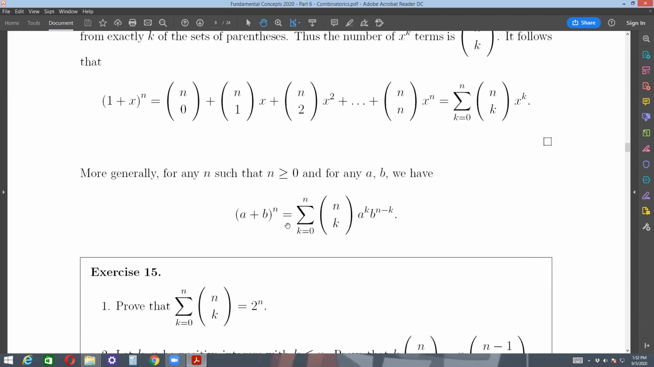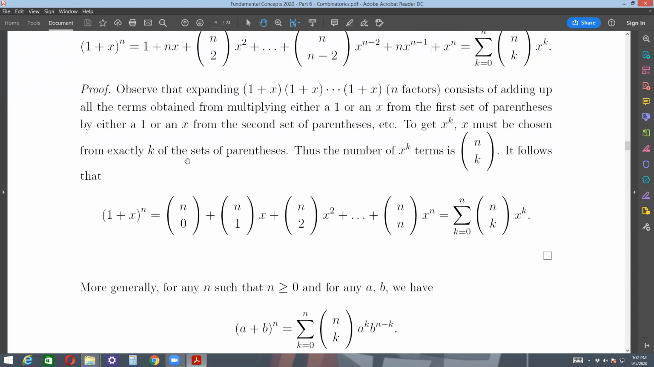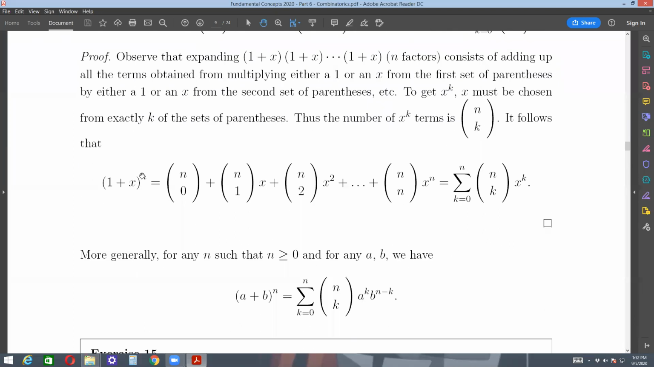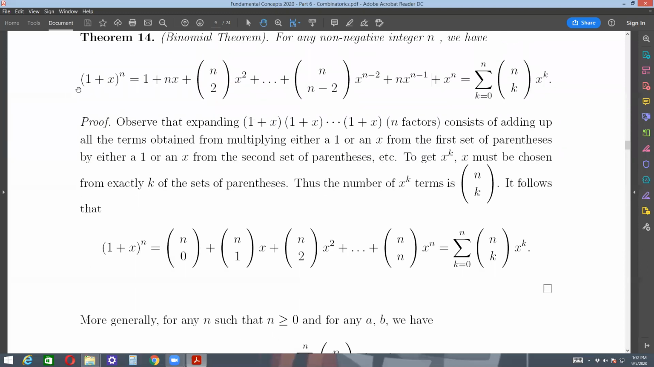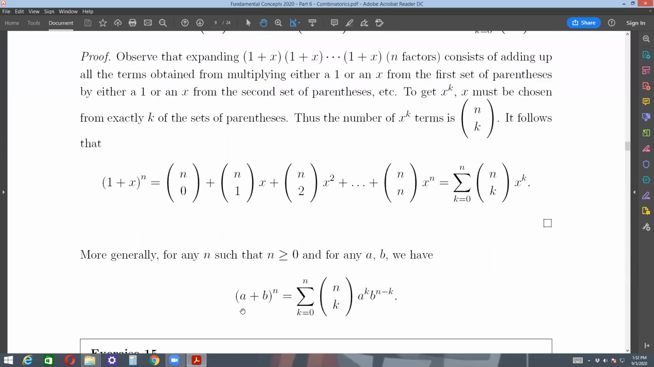This is the more general version of it. Here I have 1 plus x. I could have taken a plus b, or y plus x if you want, because you already have x. So a plus b to the power of n is the summation, k goes from 0 to n, again with n choose k as the coefficient. What you do is you start with a to the power of k, and then you have b to the power n minus k. The sum of the powers must always be n.